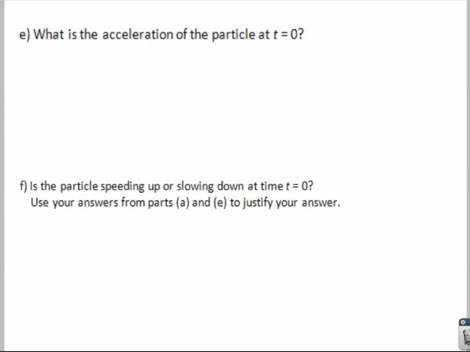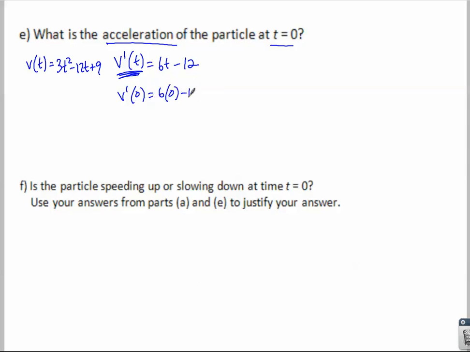What's the acceleration of the particle at time 0? What's acceleration? Velocity's derivative, v prime of t. Well, we found velocity. We did the derivative of position earlier and found that the velocity is 3t squared minus 12t plus 9. So what's the derivative of that? Let's take the derivative, 6t minus 12. What is it at time 0? Plug in 0. 6 times 0 minus 12 is negative 12 feet per what?